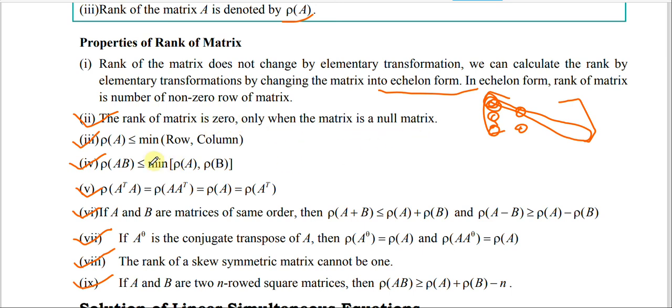Rank is always less than or equal to the minimum number of rows or columns. Whatever is minimum, the rank will be at most equal to that, or less than that. If it is 2 cross 3, then its rank will be 2 or lesser. And if a product is there, then again the same thing, the minimum of the two, whoever is minimum.